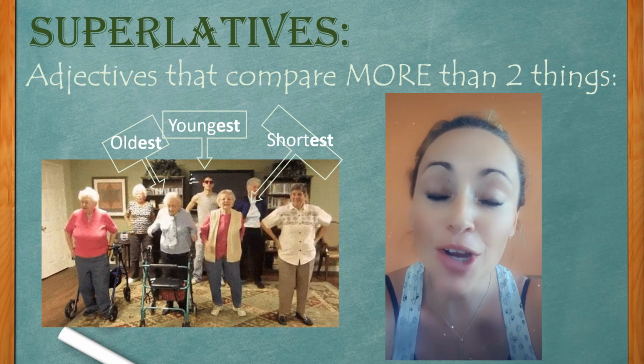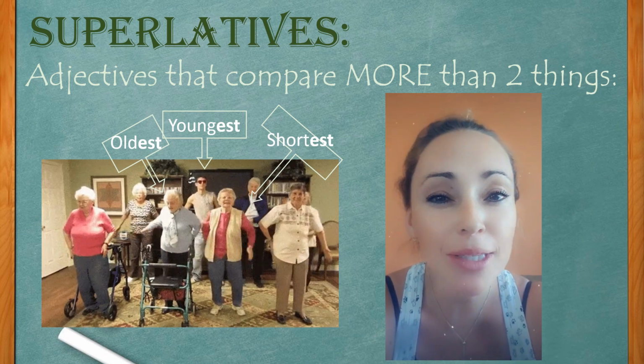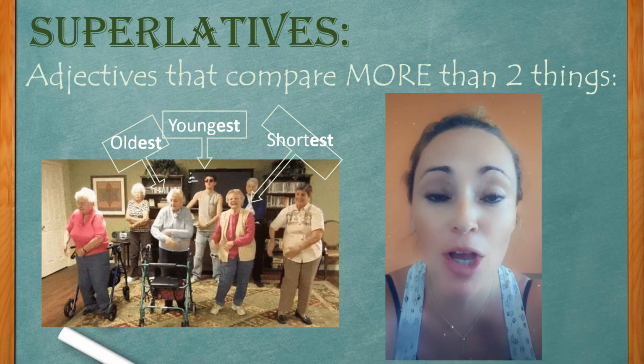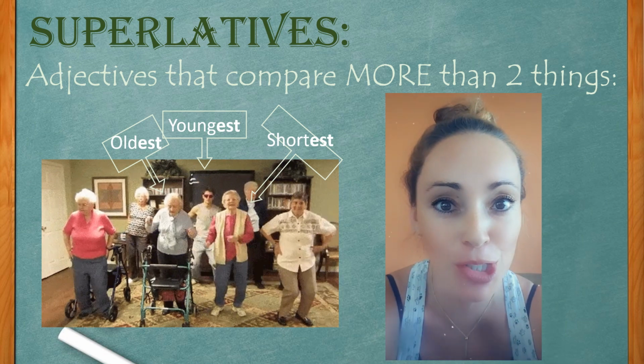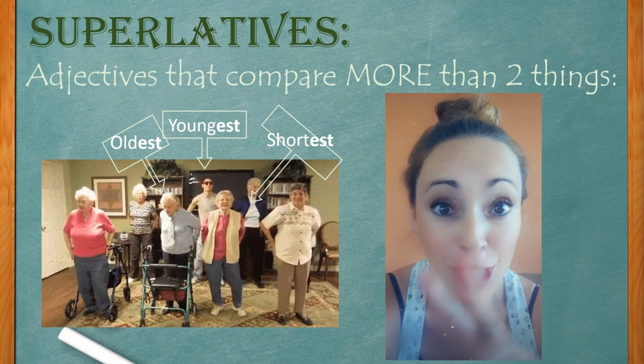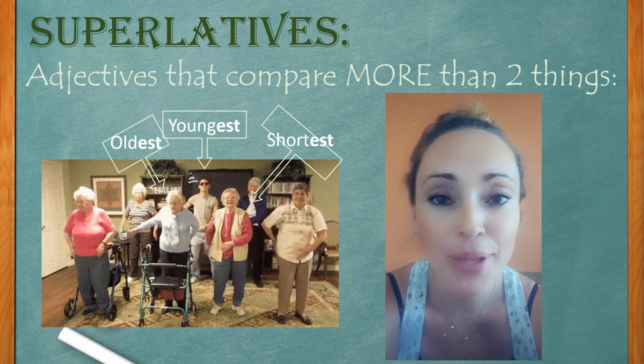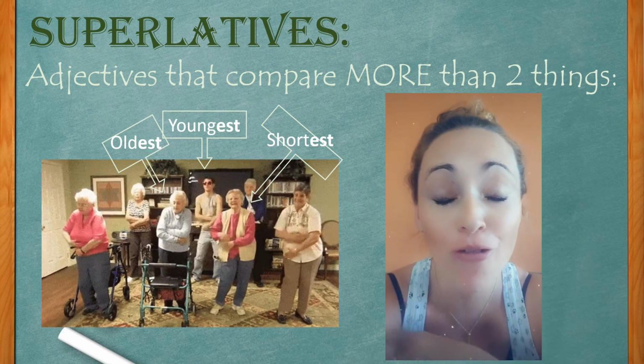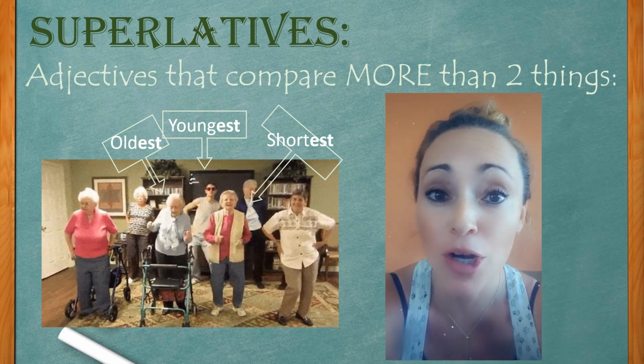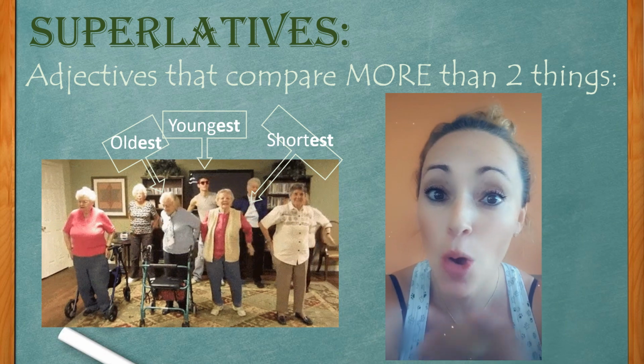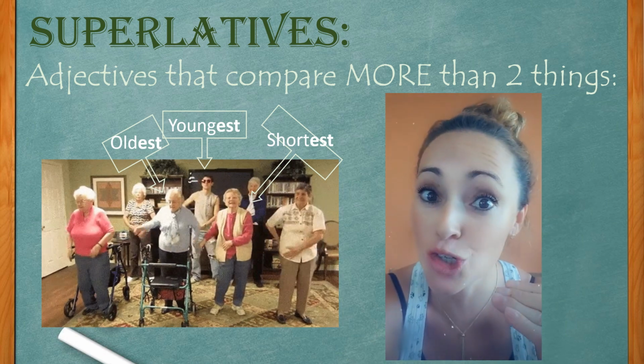Now, we're going to start with superlatives. Superlatives are really easy because they compare more than two things. More than two things. For example, with this bunch of old people, we can compare who is the youngest, who is the tallest, and who is the shortest.